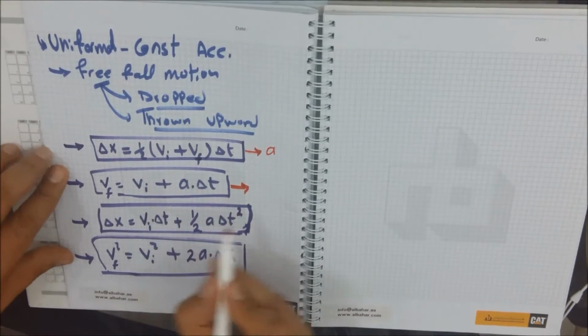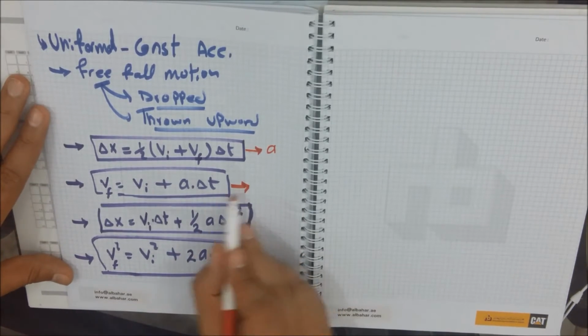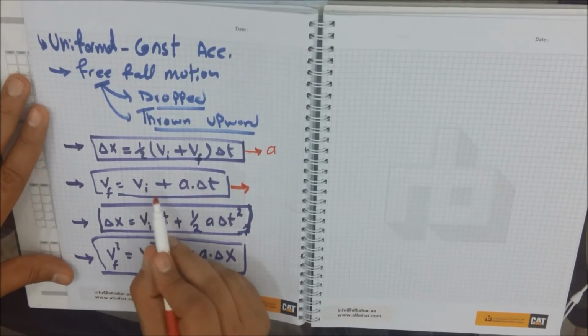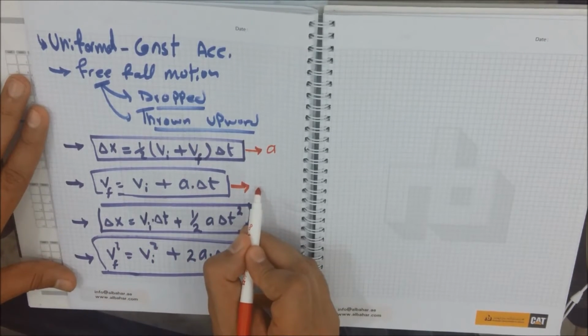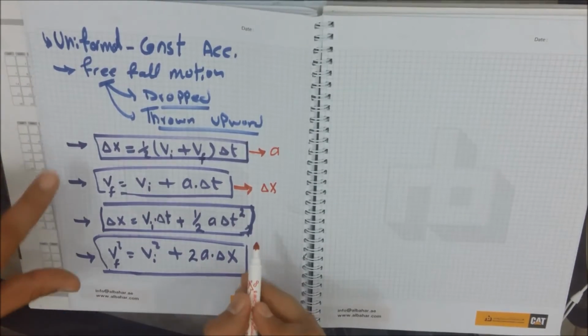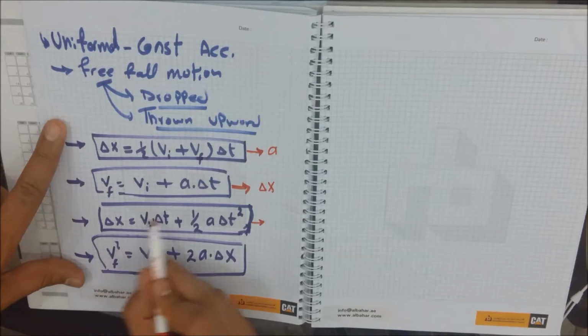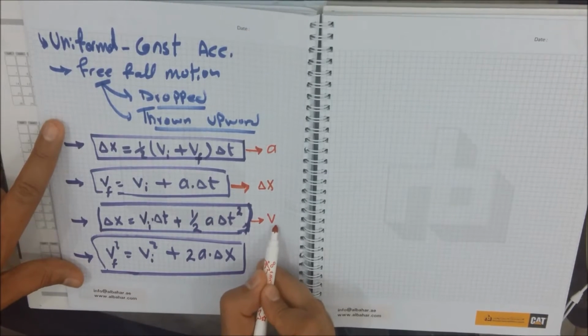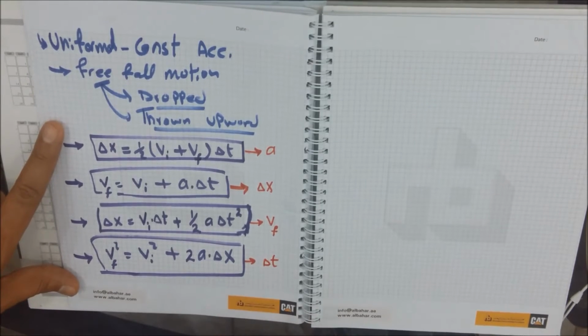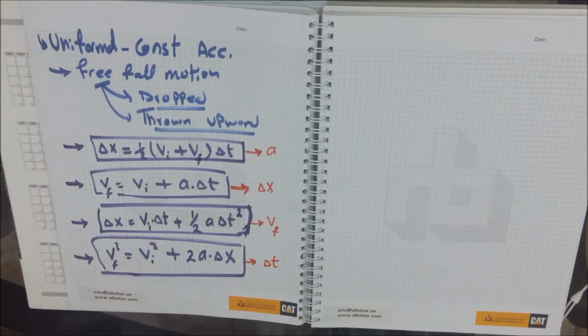What about this equation? Have a look. Vf is equal to Vi plus A delta t. What is missing here is delta x. Here there is something missing, which is Vf. And finally, you will find that delta t is not mentioned here by any means. So each equation has something missing, and this is the key to solving these problems.